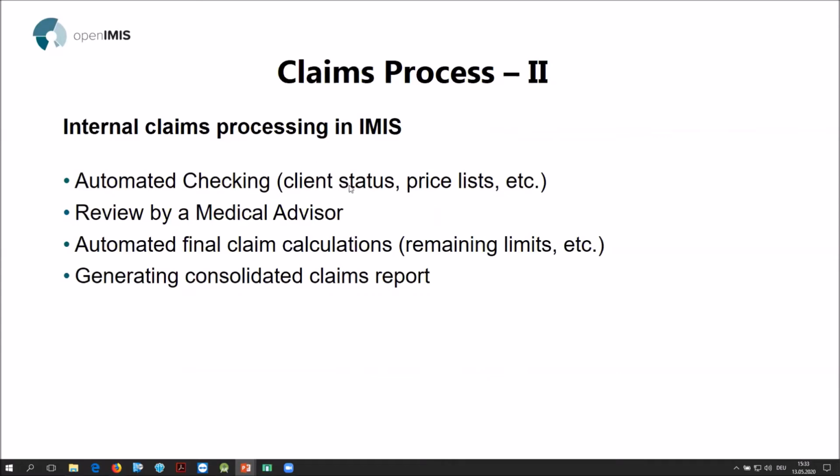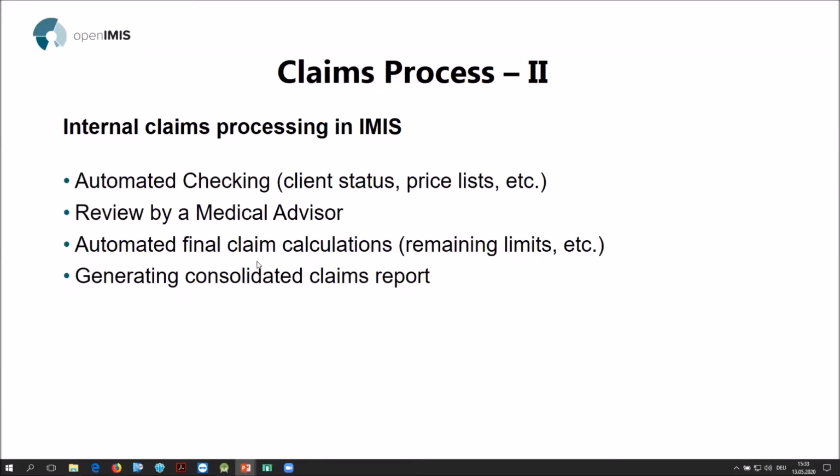So if the client status, for example, this is why I mentioned I gave you another ID, because if your client is not active, your claim will get rejected, with the reason being that the client did not have an active policy at the point when the claim came in. So this is what is clustered under automatic checks.